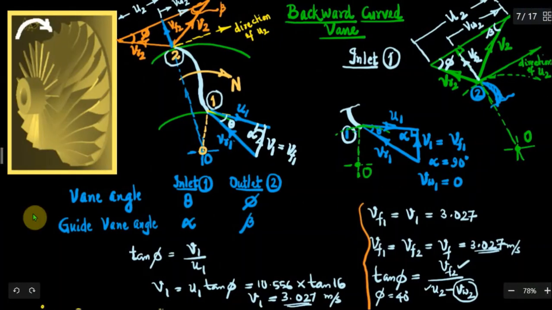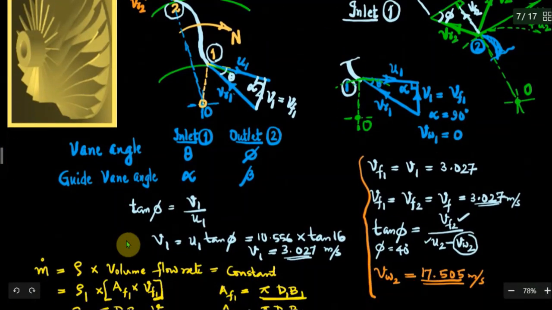Along with this, I would like to remind you that I made a mistake while explaining this part. In the inlet velocity triangle, I marked tan phi is equal to V1 by U1. Even though I marked the angle correctly, theta is the inlet vane angle. So I wrote tan phi, and that one is tan theta. Please bear with me, I am sorry, this part is tan theta. So tan theta is equal to V1 by U1.